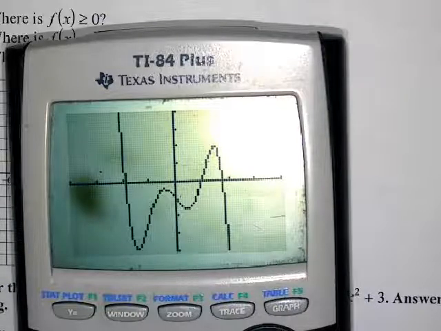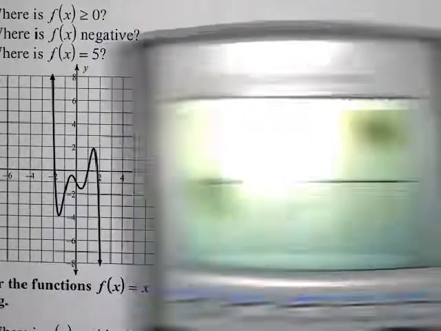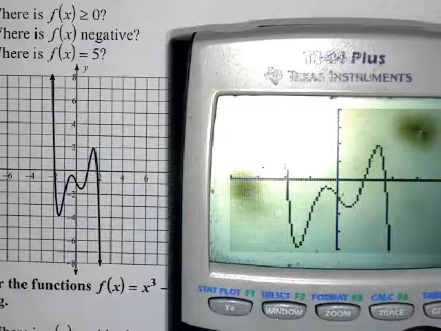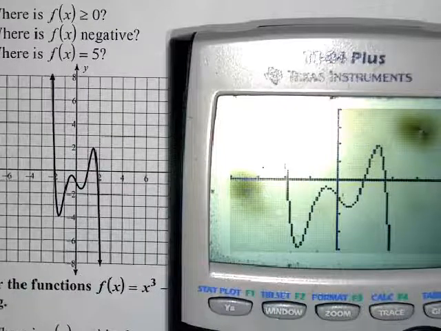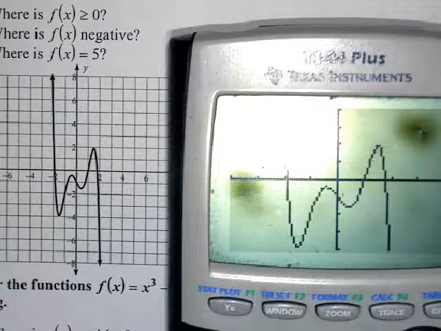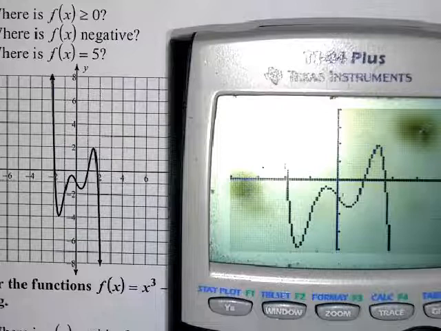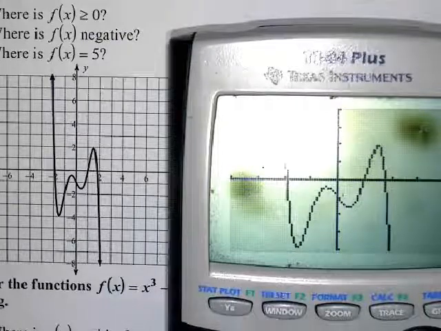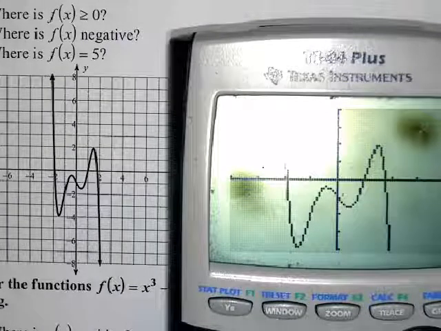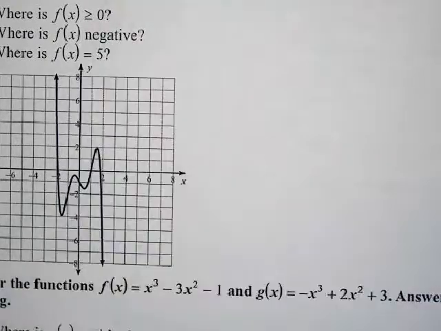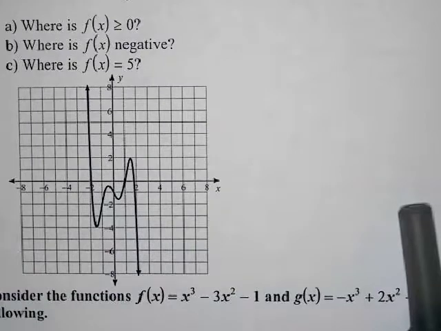Okay, so now we can see really well what's going on. It says, where is f of x greater than or equal to 0? I'm going to color coordinate this because I like that. So when it says f of x, what does it really mean? It really means y. Okay, so where does y equal 0? Because this says greater than or equal to. So let's start off with equal to 0.